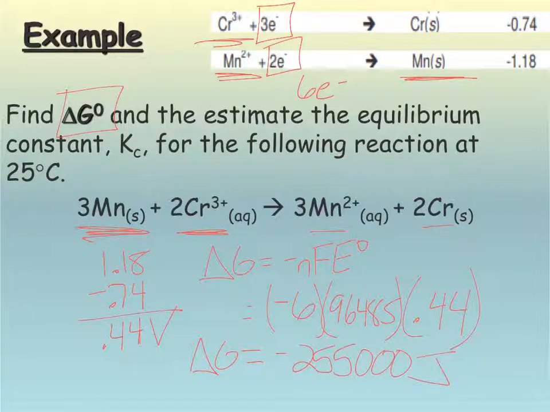And I get my delta G is equal to negative 255,000 joules. All right, next it wants us to estimate the equilibrium constant Kc. Since this is a pretty large negative number, that means my K is going to be a very large positive number. So, a big positive number.